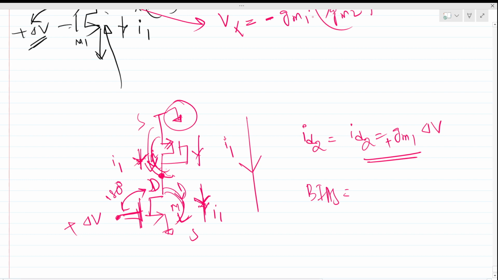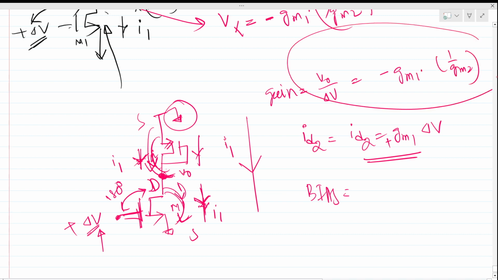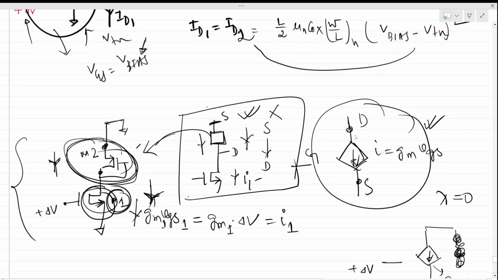Okay, and the gain of the circuit is nothing but, so this is a small voltage, right? So we can find the small signal gain. The input is del V, so Vout over del V is nothing but minus gm1 times 1 by gm2, right? And we are neglecting channel length modulation. So this is the gain of the circuit. The trick was to mention that this potential becomes negative for small signal, so that the small signal current can flow from source to drain for a PMOS.